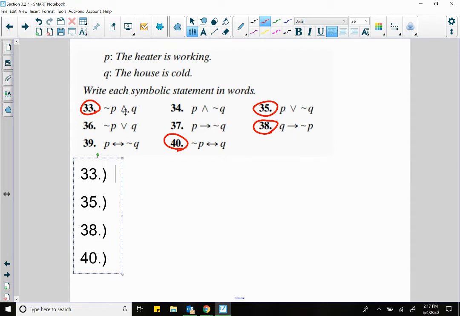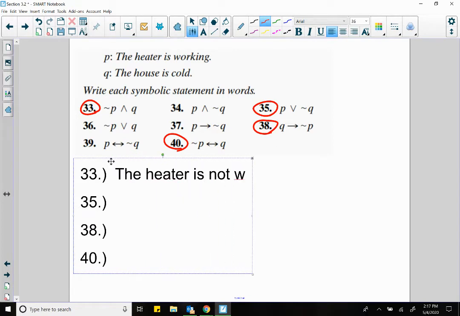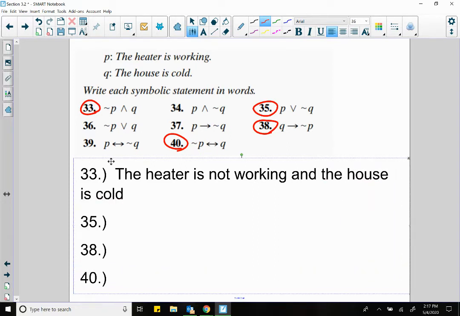All right, so we've got new P's and Q's here. P is the heater is working, Q is the house is cold. So this says negate P, so we're going to say the heater is not working. That's the negation. I see a rooftop, so we know that's the word and. And then I see Q, the house is cold. Boom, that's it. The sentence is: the heater is not working and the house is cold.